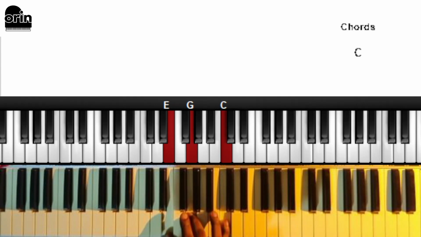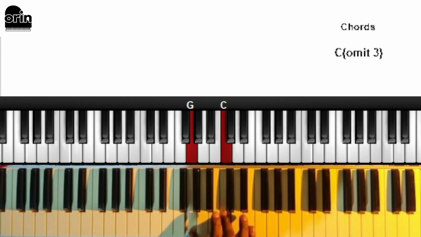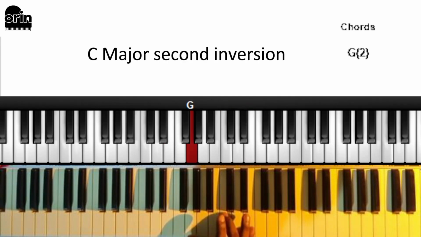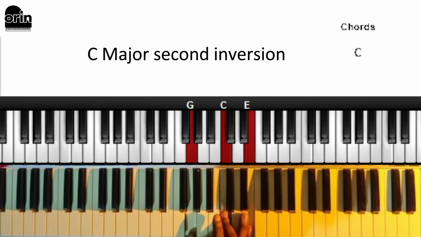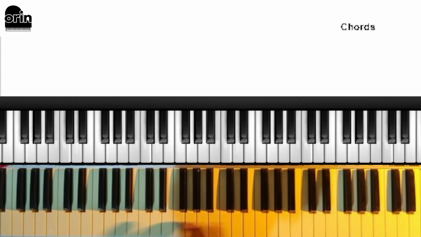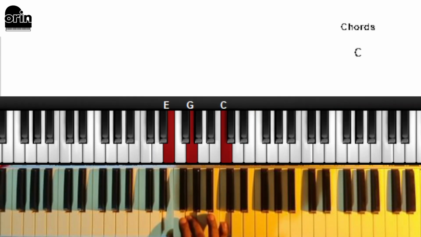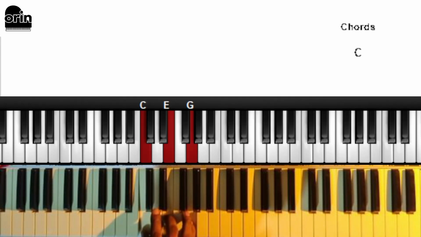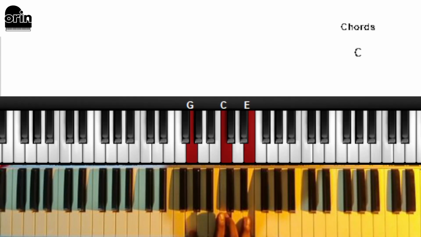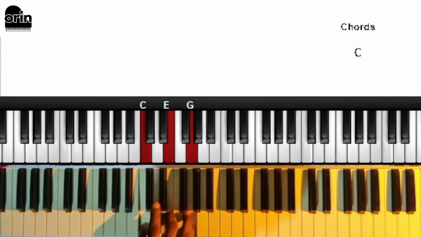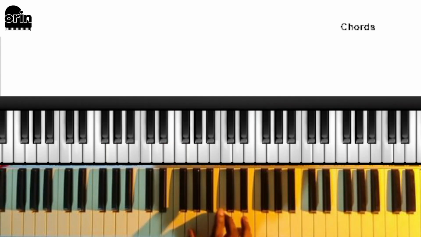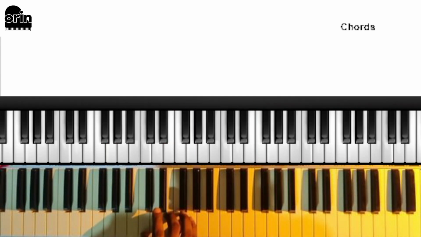The second inversion will send G to be the lowest note, and now it can be achieved through this. So we can see here that G is the lowest note. I'm still holding C and I'm still holding E. So that is the second inversion. So first, root position, first inversion, and second inversion. That is for C major.